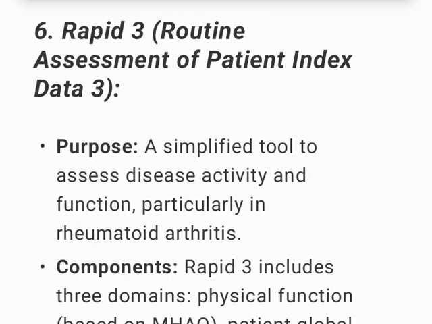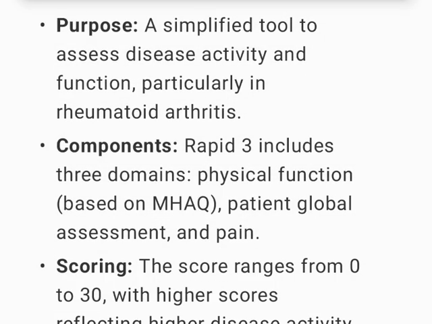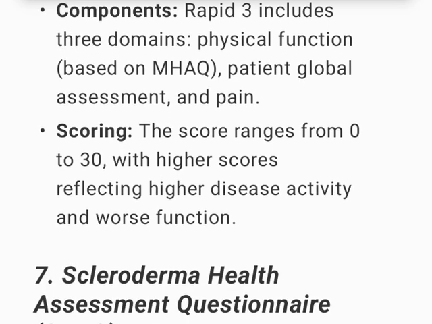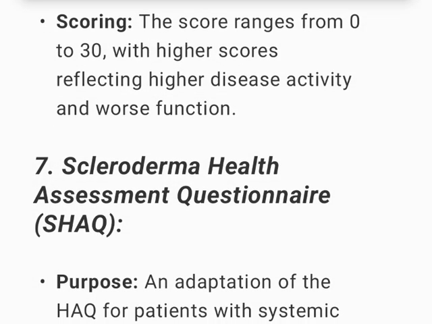6. RAPID3, Routine Assessment of Patient Index Data 3. Purpose. A simplified tool to assess disease activity and function, particularly in rheumatoid arthritis. Components. RAPID3 includes 3 domains: physical function, based on MHAQ, patient global assessment, and pain. Scoring. The score ranges from 0 to 30, with higher scores reflecting higher disease activity and worse function.